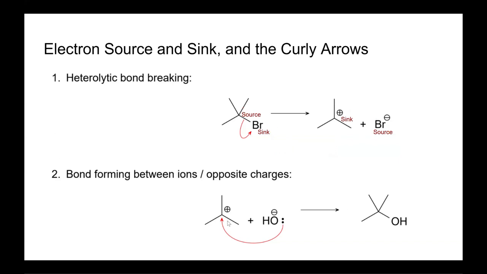Now, for the second example here, we have something similar. So the carbon cation here is the sink, while the lone pair here on the hydroxide ion is the electron source. So the source attacks the sink, and basically the two sides swap position, and the sink becomes the source and the source becomes the sink after the reaction. So that's an example of bond forming between ions or opposite charges.